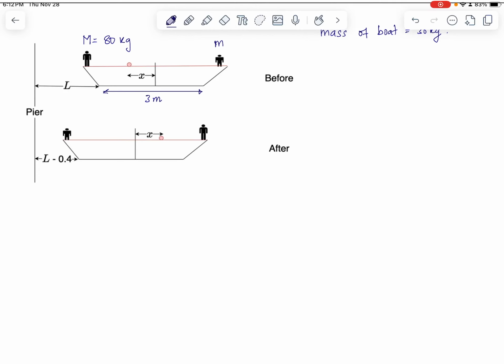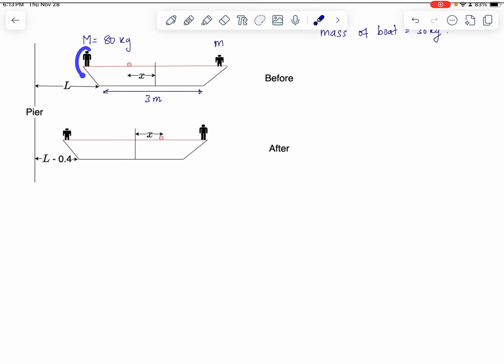In this video, we will use concepts of center of mass to find the mass of a certain person here. So the problem here is that there is a boat. It's located close to a pier, and let's say it's at a distance L from the pier, right?